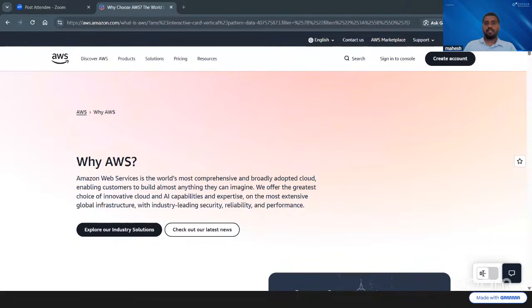So with this, we're done with all the theoretical concepts that are actually required for this particular course. Now we're going to start with an introduction to the AWS platform.